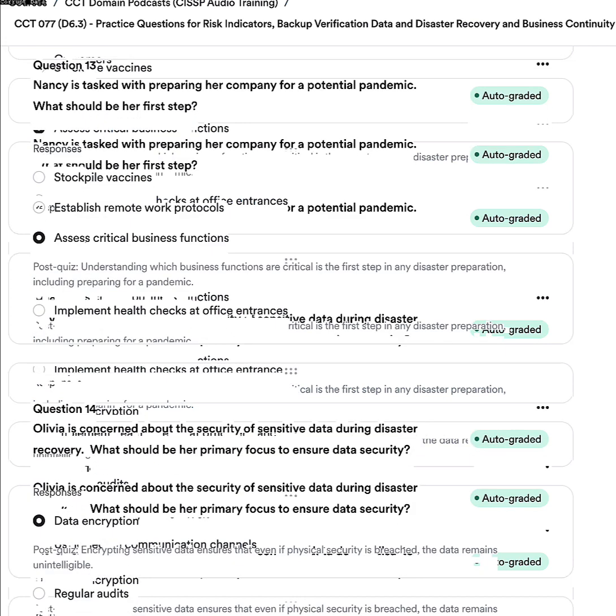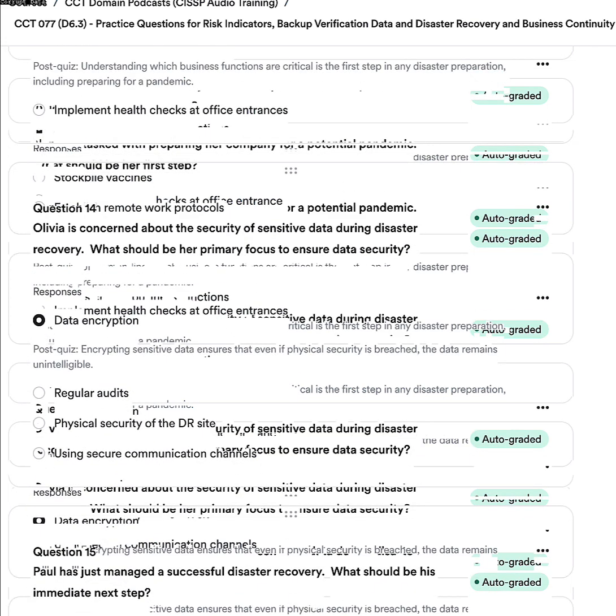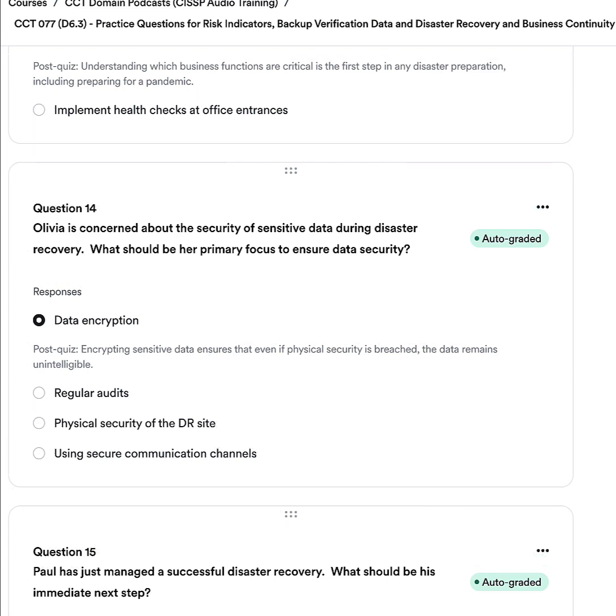Question 14. Olivia is concerned about the security of sensitive data during a disaster recovery. What should be her primary focus when ensuring data security? So Olivia, she's concerned about data security, so she wants to protect the sensitive data during a DR situation. A, data encryption. B, regular audits. C, physical security of the DR site. Or D, using secure communication channels.